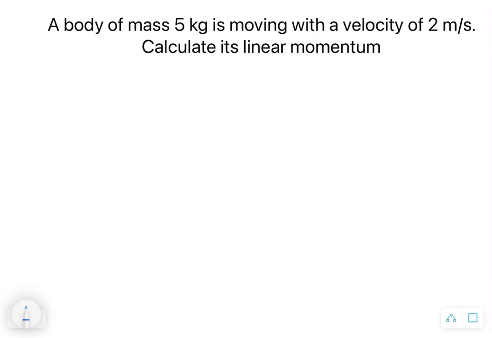A body of mass 5 kg is moving with a velocity of 2 meters per second. Calculate its linear momentum. There is a body having mass of 5 kg. It is moving with a velocity of 2 meters per second.